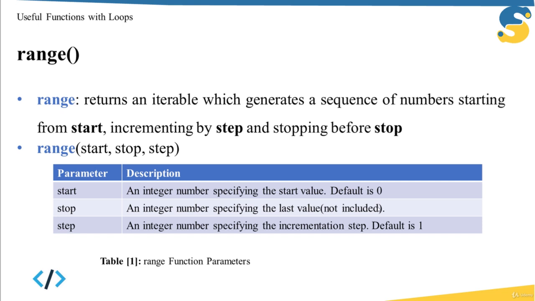The last parameter is step, which is an integer number that specifies the incrementation step, and the default value for this parameter is 1. So if you don't pass it, by default it will take the value 1. Now let's move to PyCharm IDE to see some examples about the range function.